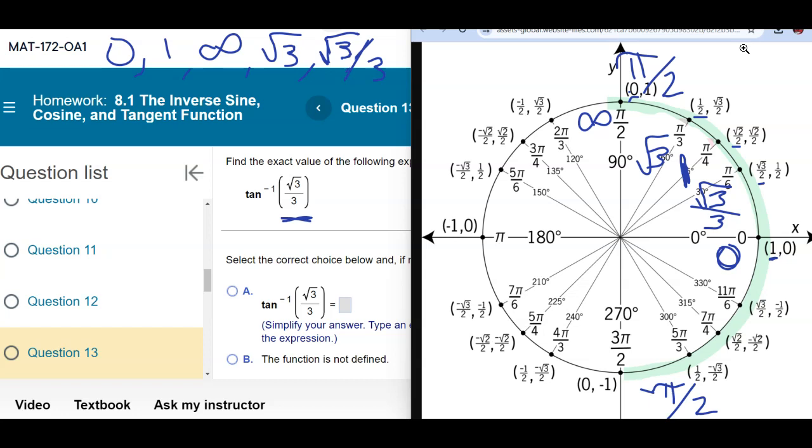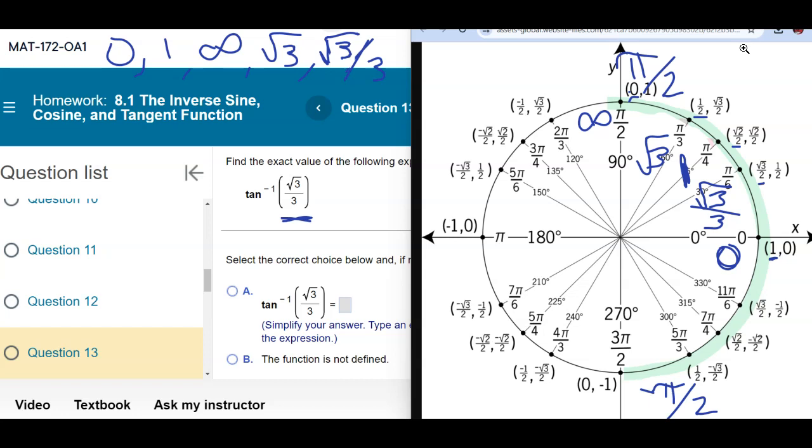The reciprocals of these are, the reciprocal of infinity is 0, the reciprocal of 0 is infinity, the reciprocal of square root of 3 is square root of 3 over 3, and then the reciprocal of 1 is itself. So when you switch to cotangent and inverse cotangent, these will just kind of switch places around that 1. So this will be the cotangent, this will be that cotangent, and then cotangent of 45 is still 1.